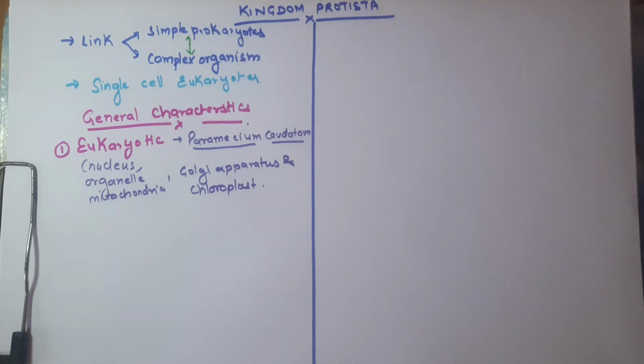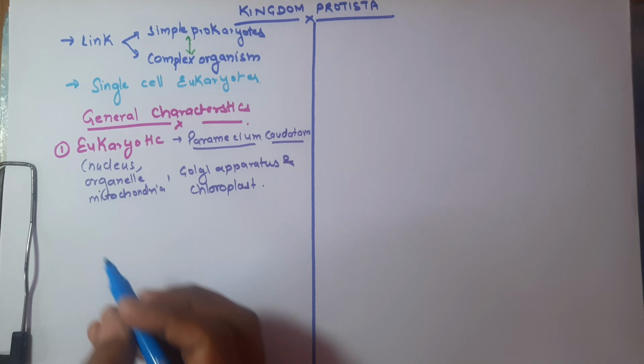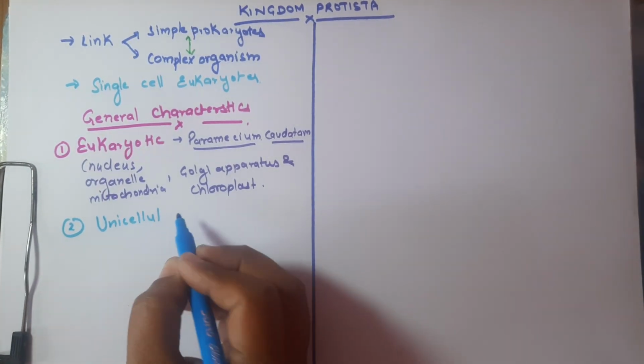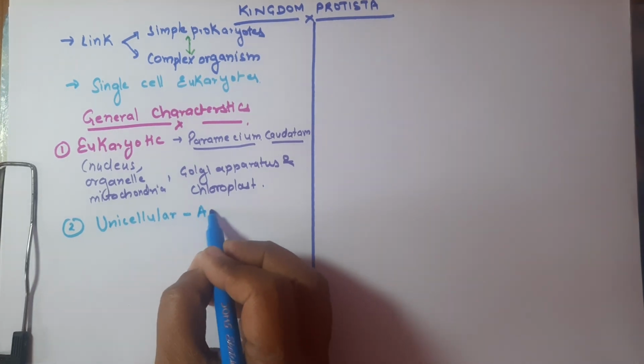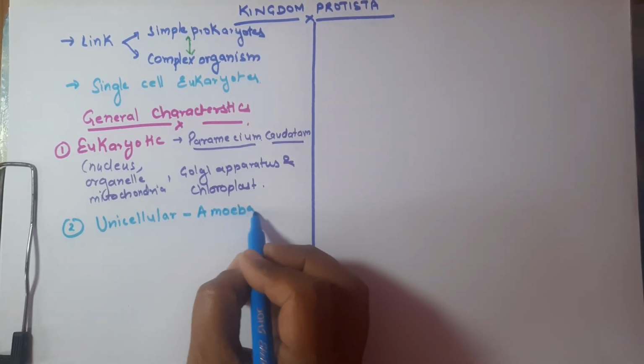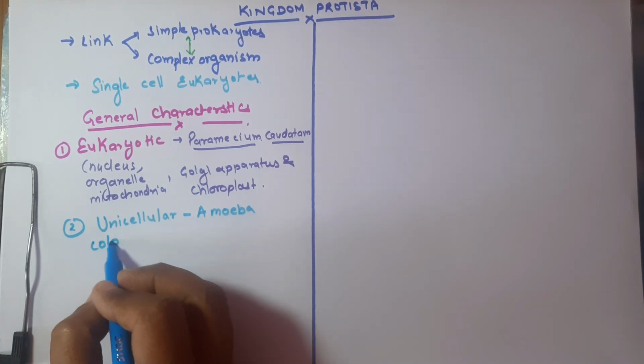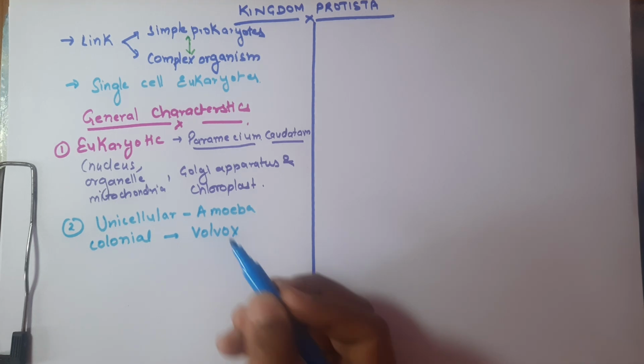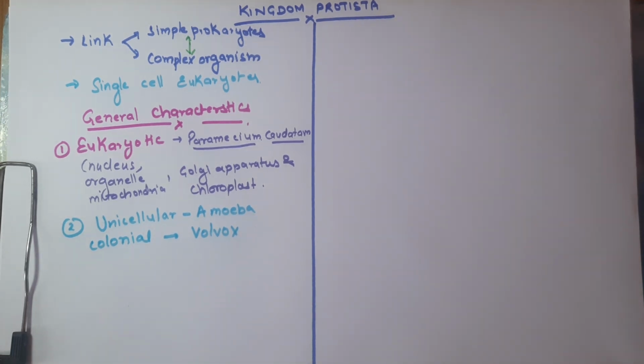Now let's move on to the second characteristic. They can be unicellular, for example amoeba, or they can be colonial, for example Volvox. The unicellular form is a single cell protozoan, like the amoeba, and Volvox globator forms spherical colonies of individual cells.